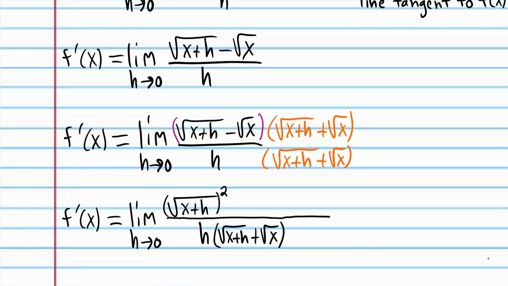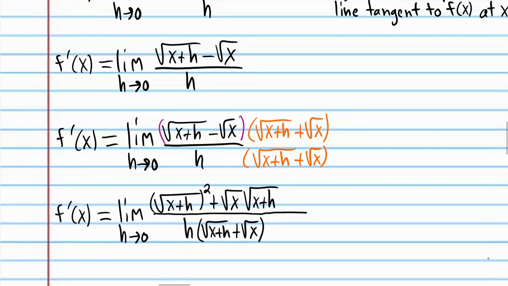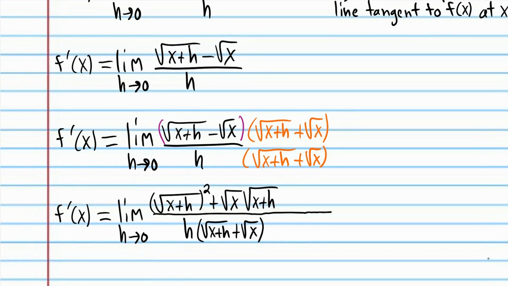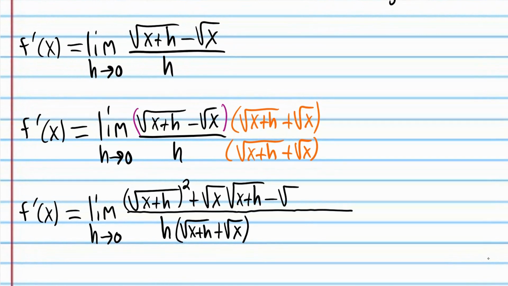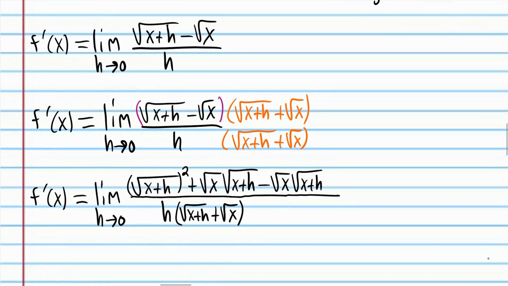So that was the F of FOIL. Multiply the first terms, then we multiply the outside terms, and you can just write root x times root x plus h. You don't really have to combine those. You could combine them if you wanted to, but it's kind of a waste of time to do that. So now we're going to multiply the inside terms, negative root x times root x plus h, so that's minus root x times root x plus h. And then we're going to multiply the last terms. Negative root x times root x is negative root x squared.